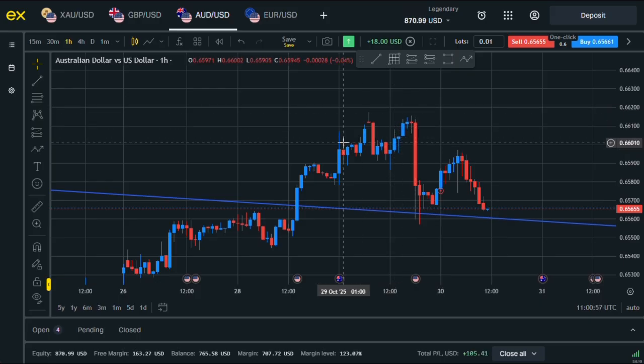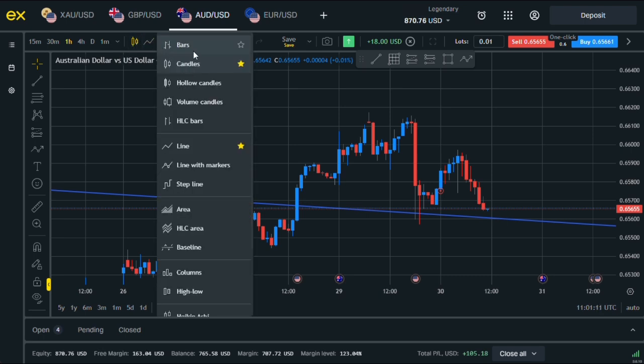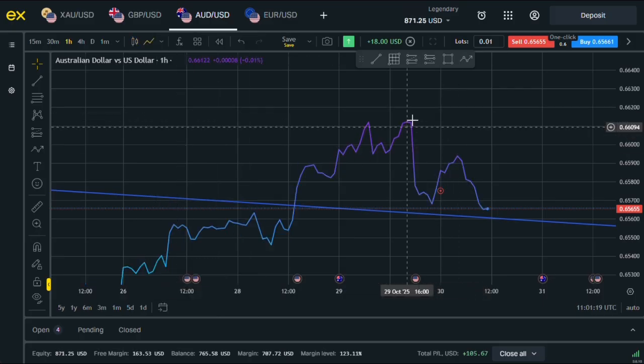Now, to make it simpler for you to find your breaker entry pattern, you need to switch to a line chart. In order to do that on the platform, you need to come to this area where you have this candlestick. You click on it, and then you'll see some options to choose different types: you can choose the bar, the hollow candle, volume candle, anything, but you want to click on the line. When you click on the line, it's going to give you this.